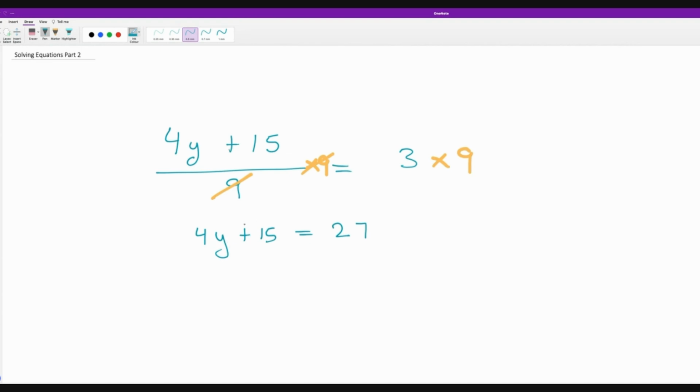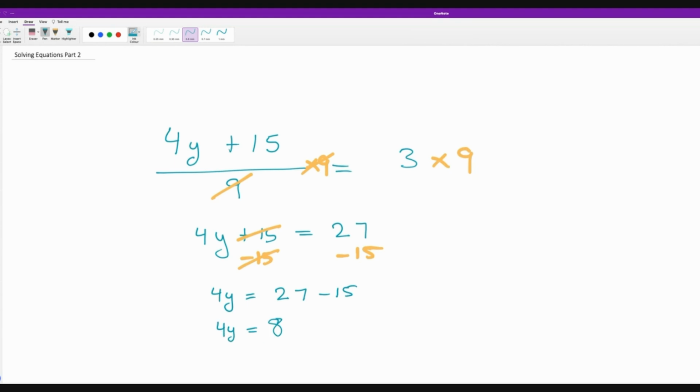So instead, let's move this plus 15 over to the other side. To do that, we need to minus 15 on both sides, like so. That way, the plus 15 and minus 15 will cancel, leaving us with 4y is equal to 27 minus 15. From here, we can simplify this to 4y is equal to 8. Now from here, we're at the final step. We need to move this 4 to the other side.